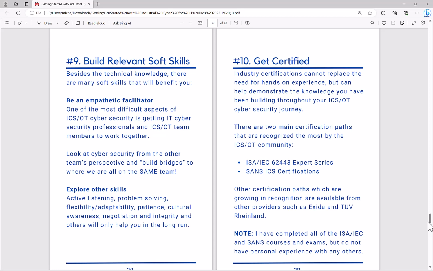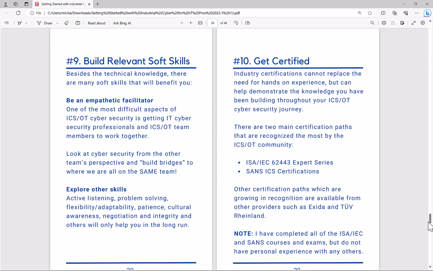There's always that conversation about whether certifications are good or bad. But if you're coming from the IT world trying to get into OT cybersecurity, you need a way to demonstrate your growing knowledge and your passion, because a lot of people don't go get certified. And so if you do, you're one of those people that is showing your knowledge, showing your passion.